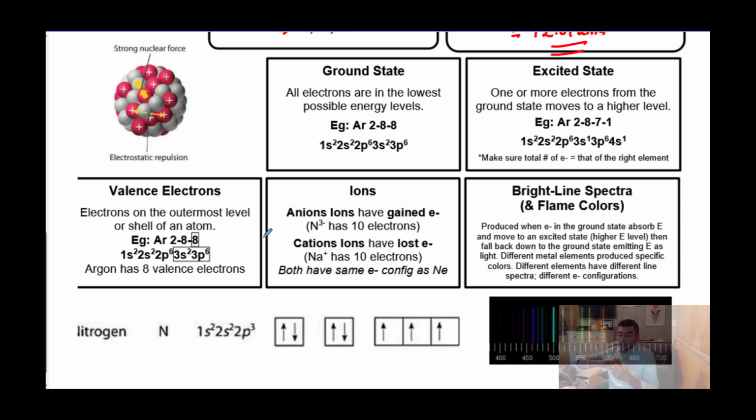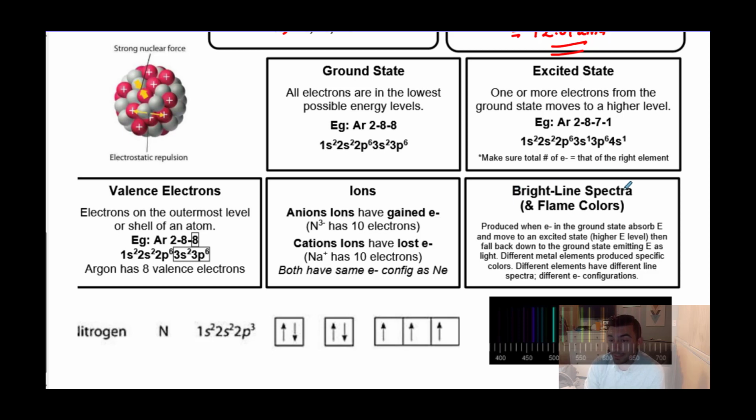Ions: if an electron is lost or gained to the valence shell, then we create an ion. So atoms are neutral, protons equal electrons, but if they start gaining or losing electrons and we throw off the balance of protons and electrons, then we have an ion. Anions are negative, they have gained electrons, have more electrons than protons. Cations are positive, they have lost electrons and therefore have more protons than electrons.